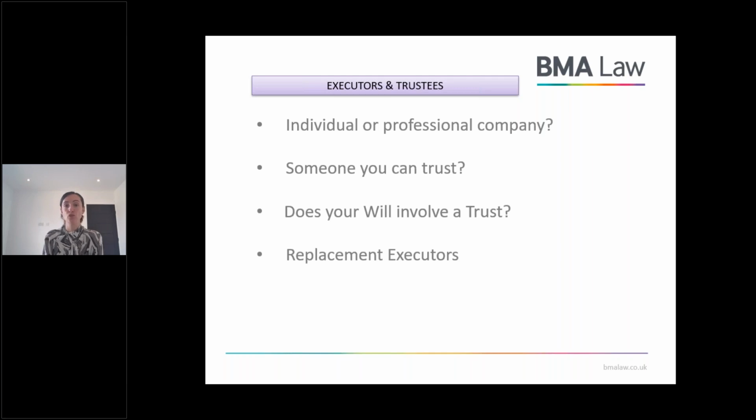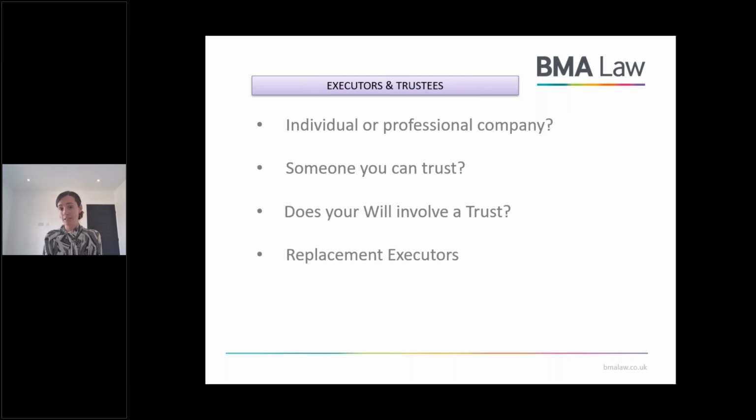However, you should consider what would happen if that spouse, civil partner or partner were to pass away, and then who would step into place as a replacement executor. So we'd be looking at perhaps adult children or nominated individuals. What we would say is that if you are going to appoint a person as your executor or trustee, then you should ask them first and ensure that they are willing to accept that role.